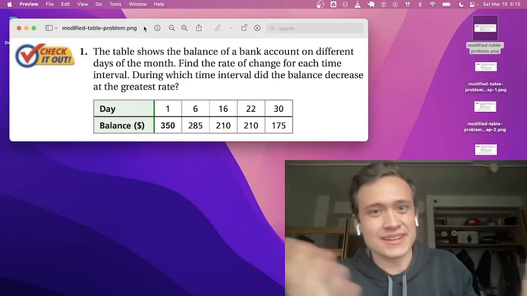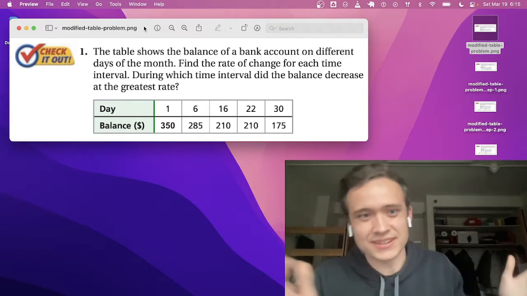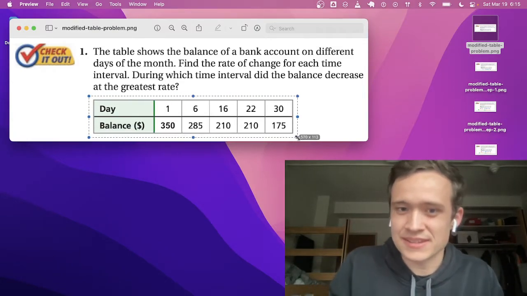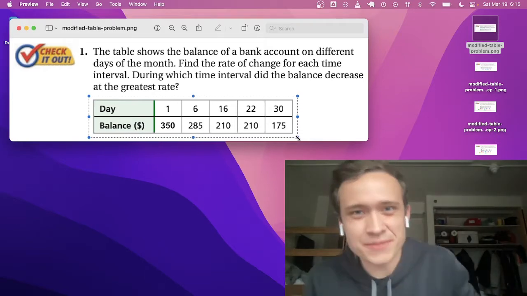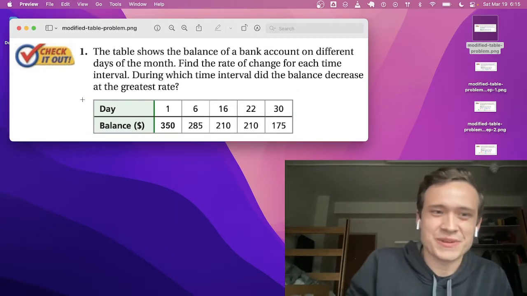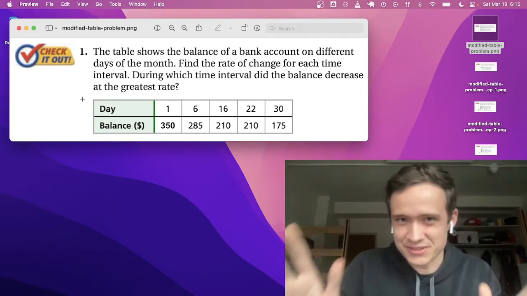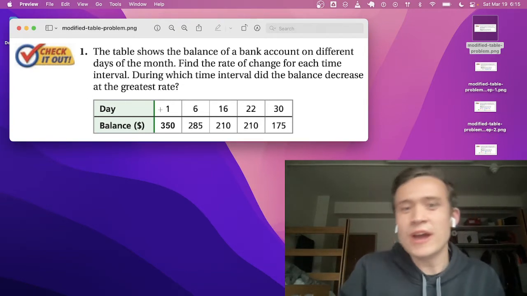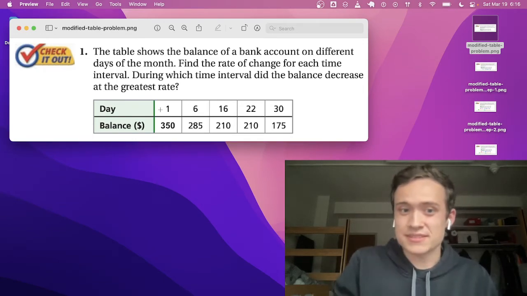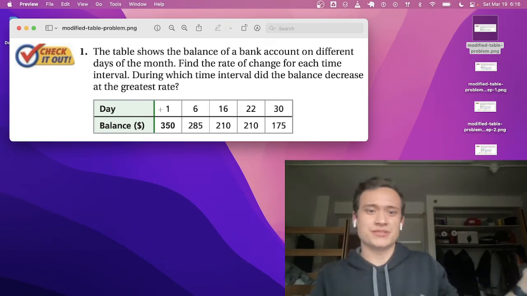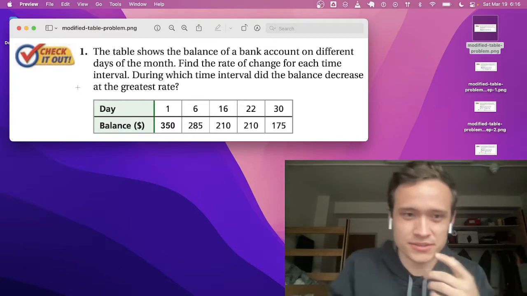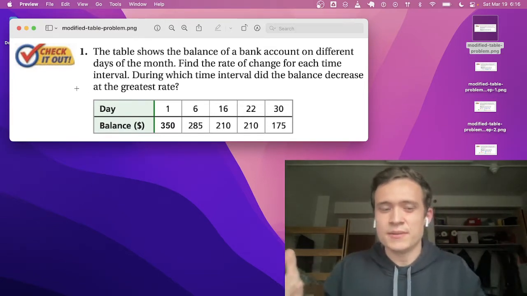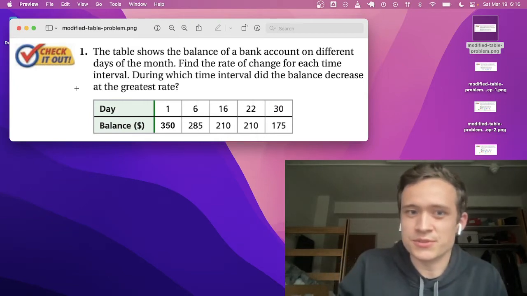It looks like an innocent enough problem, right? It's kind of cute. There's this bank account, and over time, as the days go by, the amount in the bank account is dwindling. You know, you're spending your money, you're having a good time, whatever. That's great. But the money is going down. And the question is, when is it going down the fastest? Which is a totally reasonable question, right? Great question.